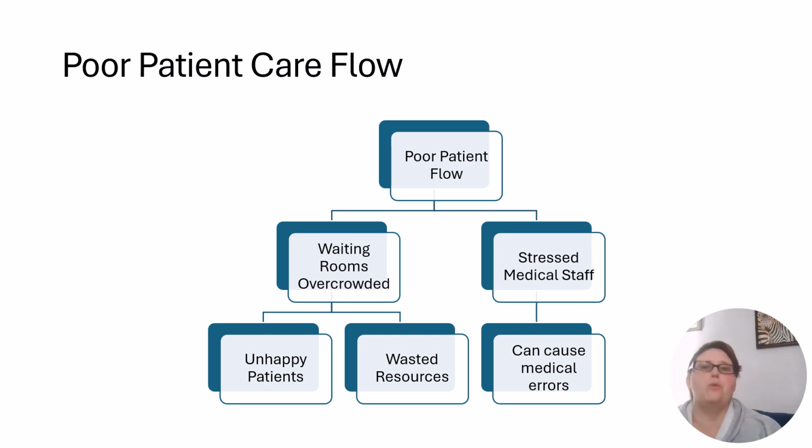Here we see charts showing what happens when the patient flow is poor. It can lead to overcrowded waiting rooms, which leads to unhappy patients and wasted resources. Another side effect of poor patient flow is medical staff being stressed, which can cause medical errors that can harm the patient. And here we can see our chart: poor patient flow causes waiting room overcrowdedness, which can lead to unhappy patients and wasted resources. And then we also see where our medical staff is stressed, which can cause medical errors.